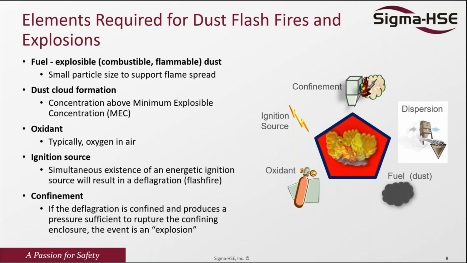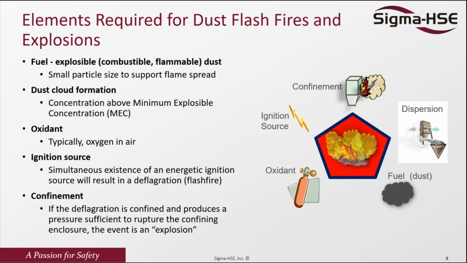So just to understand, fire is when you have the fire triangle, you can burn the material. Flash fire is when you have the dust released in the air without any confinement. And if there's a confinement with enough energy, then you are going to get explosion. So just to understand this mechanism between fire, flash fire, and explosion when it comes to combustible dust: you need confinement, you need ignition, you need fuel, and dispersion for a complete combustible dust explosion to occur.